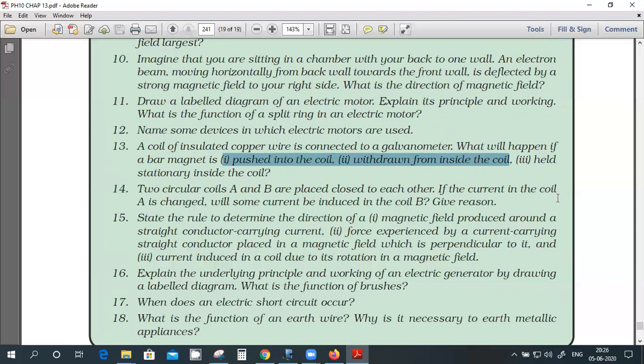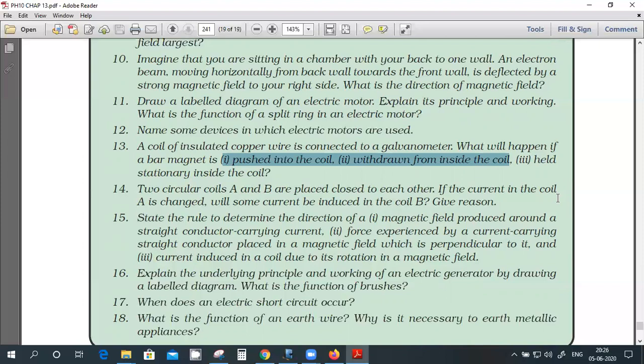No, what matters is how fast it is changing. Whether it's increasing or decreasing does not matter. But the direction of the current will change. If the magnetic field is increasing, then the direction will be one direction. If the magnetic field is decreasing, then the direction will be the opposite. But if the rate at which it's increasing and the rate at which it's decreasing are both the same, then the magnitude of current in both directions will be the same.